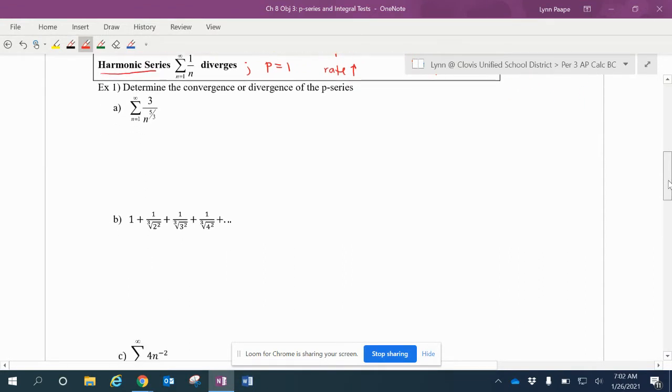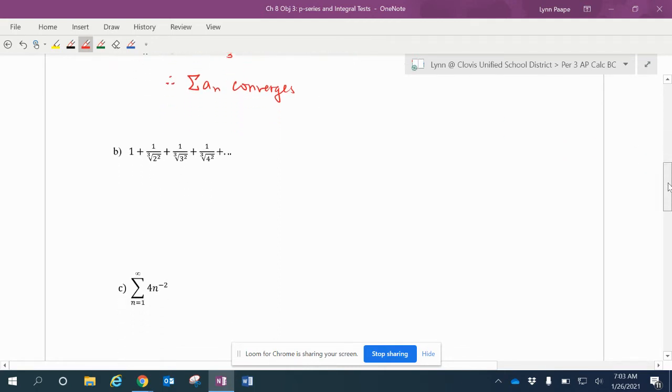Okay, so here we go. We want to know, does the series converge or diverge? So when we're looking at this, we look at the power, right? So for this particular problem, the power is 5/3. And then we determine that that is greater than 1. So because it's a power greater than 1, this would be an infinite series that converges. So that would be just following the rules, right? Okay, so let's take a look at this next one here.